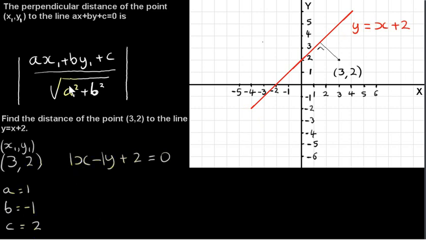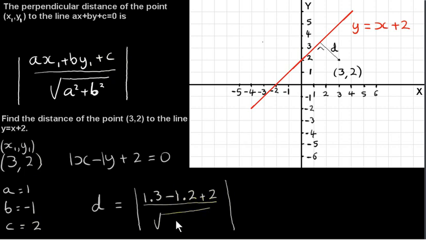Now, the next thing we do is plug all the values into this formula. So I will call the distance d. So we have the magnitude of a times x1, where a is 1. x1 we see is 3. Then we have plus b, well b is minus 1, times y1, which is 2. Then we have plus c, where c is 2. And this is divided by the square root of a squared plus b squared, where a is 1 and b is minus 1. Well, squaring minus 1 is the same as squaring plus 1, so I can forget about the sign.